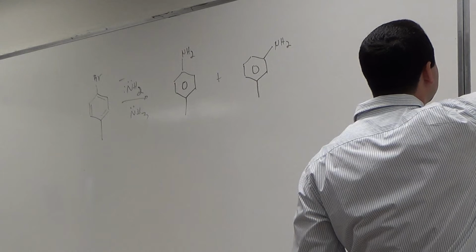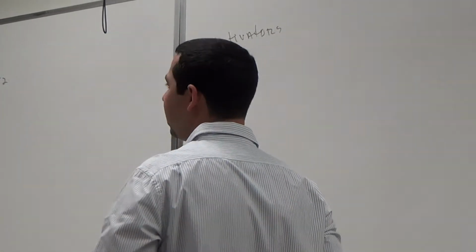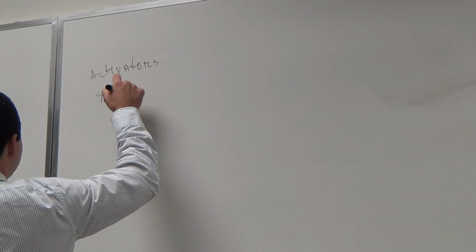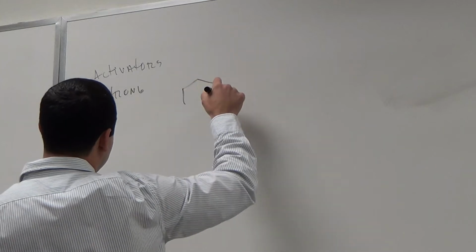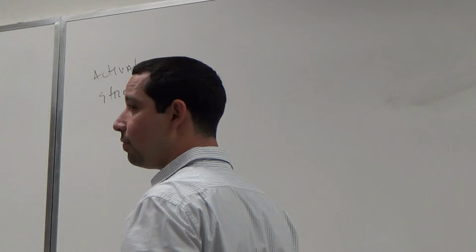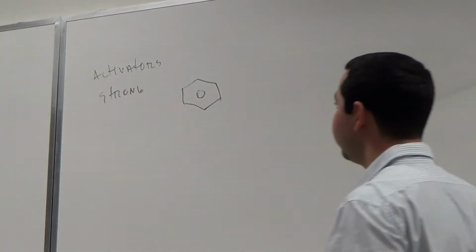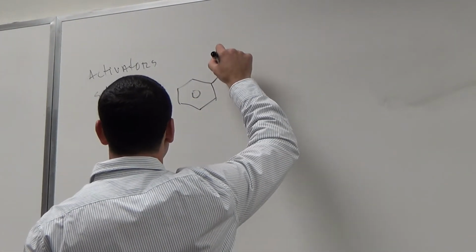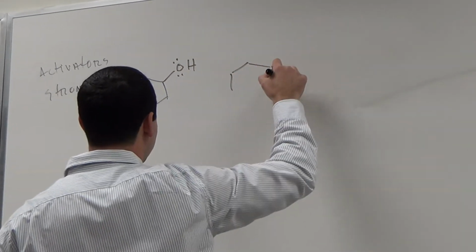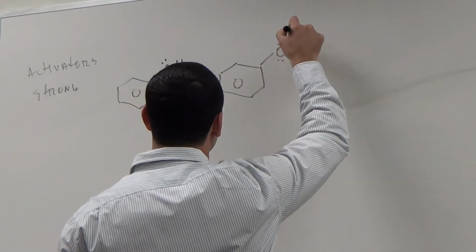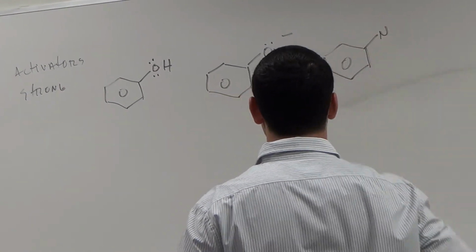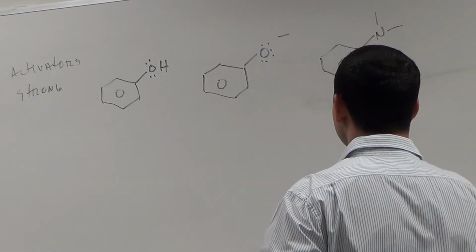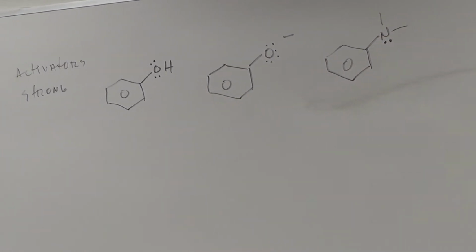Let's write a list about these activators and their strength. Which ones are strong activators? Strong activators are those on the ring that have electrons on the element next to it. Examples are OH, and we're talking about the strong ones, O minus, of course, and the ones with nitrogens on it, because the nitrogen has that lone pair. These are strong activators.